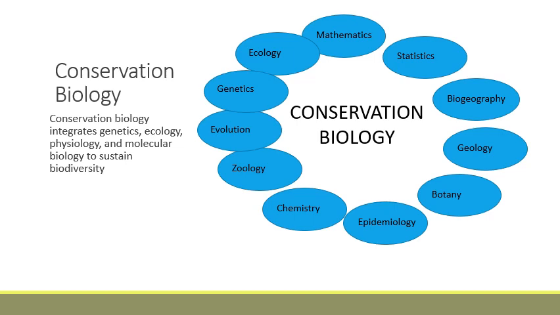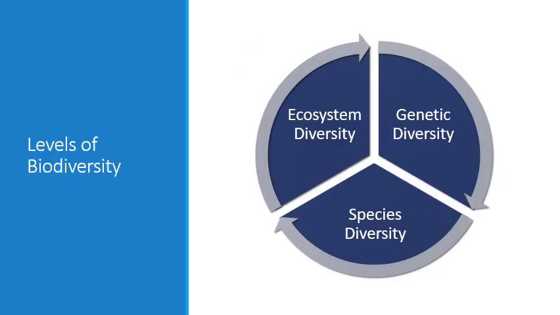To discuss this, we need to understand conservation biology. Conservation biology is an intersection point of a lot of different sciences, from mathematics to statistics, biogeography and geology, botany, epidemiology, chemistry, zoology, evolution, genetics, and ecology. Quite literally everything we've talked about for the last year comes together in conservation biology. So when we talk about conservation biology, we talk a lot about biodiversity.